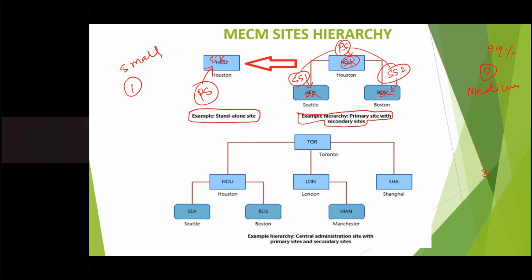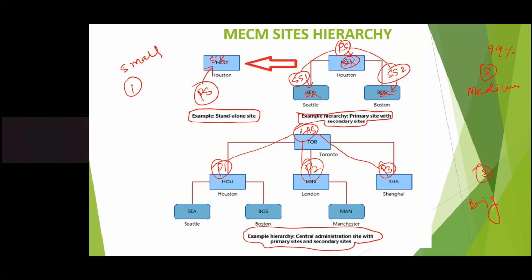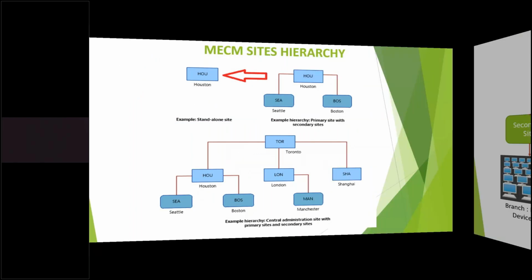Now the third one, like Cognizant and other companies, is for big organizations, wherein one primary is not sufficient. We will have more than one primary. So primary one, and then primary two, and then primary three, and all of them will report to the central administration site server like this. So in this hierarchy, we have central plus primary plus secondary. Okay, so that is the architectural diagram, guys.